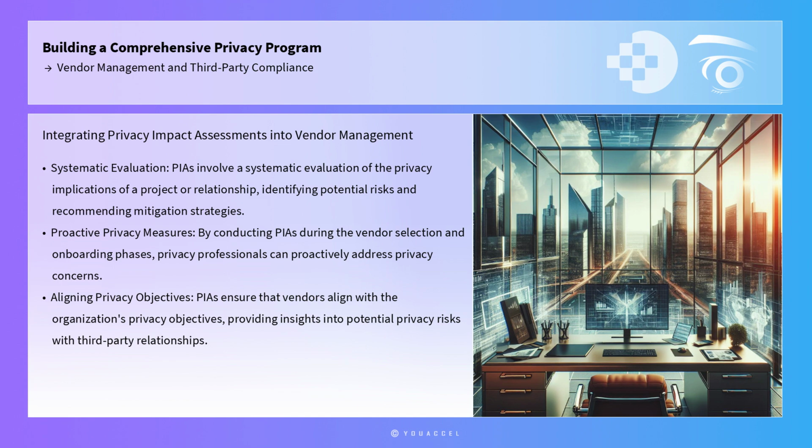Incorporating privacy impact assessments into the vendor management process can provide additional insights into the potential privacy risks associated with third-party relationships. PIAs involve a systematic evaluation of the privacy implications of a project or relationship, identifying potential risks, and recommending mitigation strategies. By conducting PIAs during the vendor selection and onboarding phases, privacy professionals can proactively address privacy concerns and ensure that vendors align with the organization's privacy objectives.